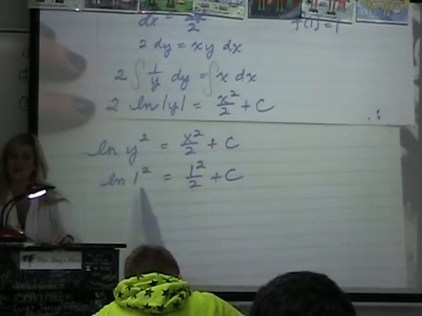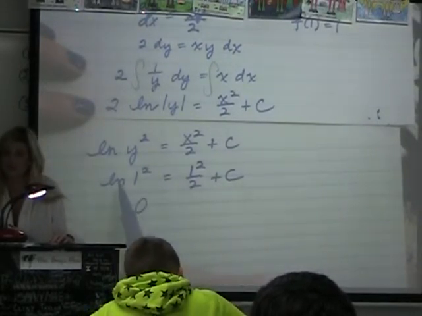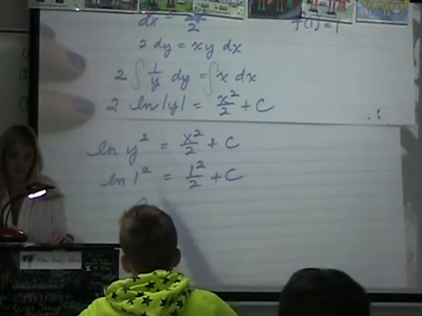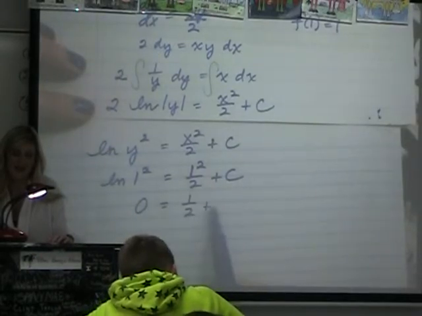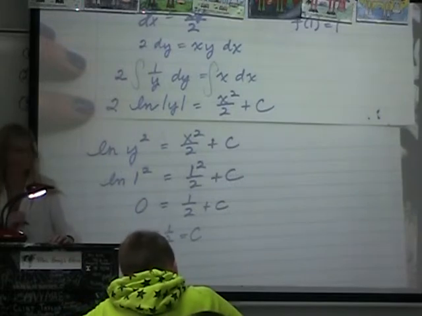What is ln of 1? 0. They will do that to you on the non-calculator section, by the way, where you have to know that. ln of 1 is always 0. 1 squared over 2 is a half. So our c is negative 1/2.